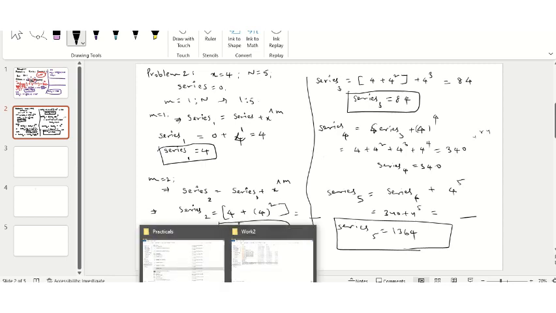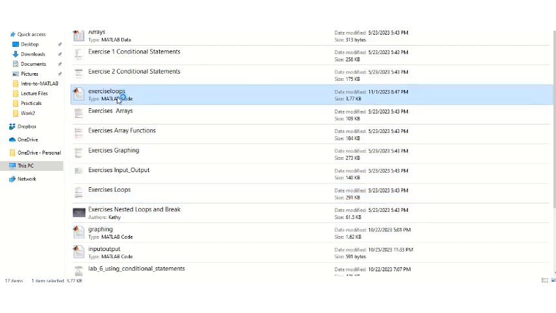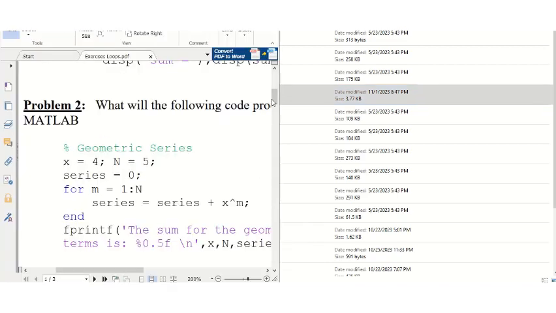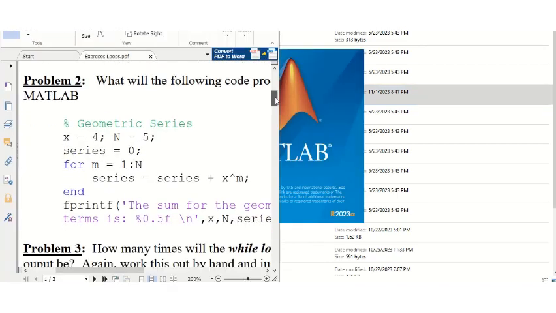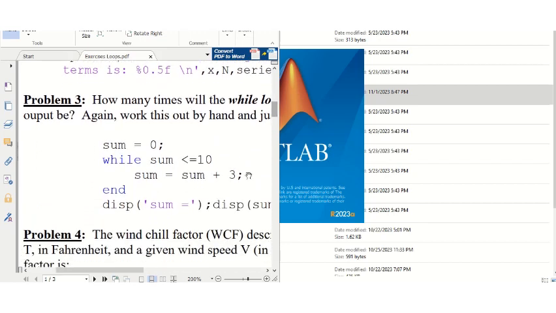Have you executed the code? Yes, sir. Are you getting the same answer? Yes, sir. Okay. Execute the code, sir. I am moving on to the next problem. Next.